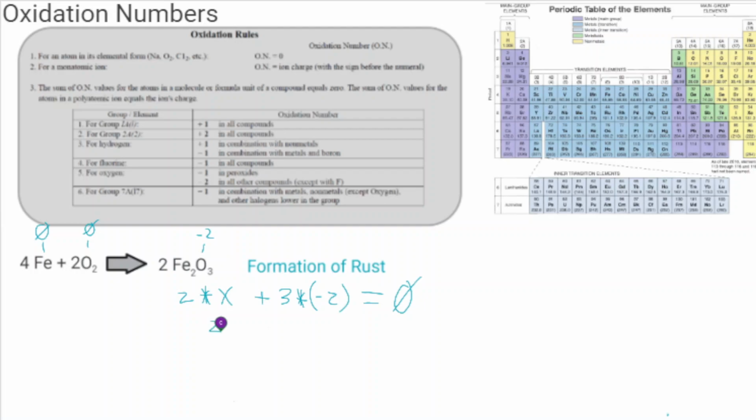So we'll say 2x plus 3 times -2, giving us -6, is equal to 0. We'll have 2x minus 6 is equal to 0. We can bring the 6 over by adding 6 to both sides. So 2x is equal to 6. And then isolate x by dividing both sides by 2. X is equal to +3. So the iron in iron oxide has a +3 oxidation number.